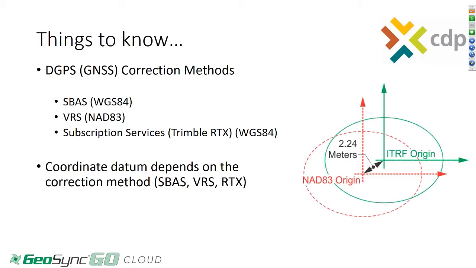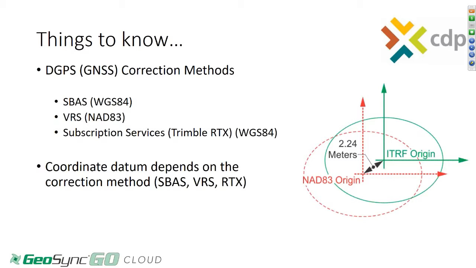VRS, which is a virtual reference system, and in Kentucky, most of the states have a VRS set up. It's mostly set up for surveyors to use, but you can use that to do correction for your GNSS receiver. And the VRS is, in most cases, maybe not all cases, but in most cases, provides a correction to NAD83. So if we have a receiver that we're working with, a GNSS Bluetooth receiver, if we use SBAS correction, our output coordinates are in WGS84. If we're using VRS for correction, then our output is NAD83.